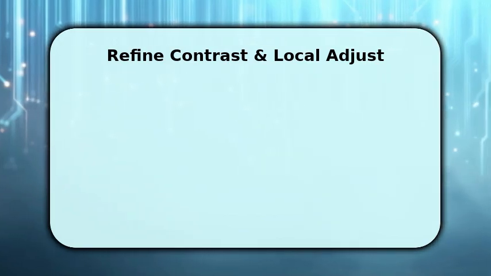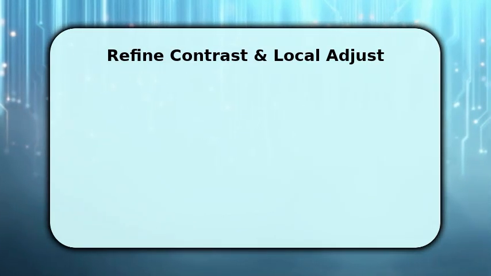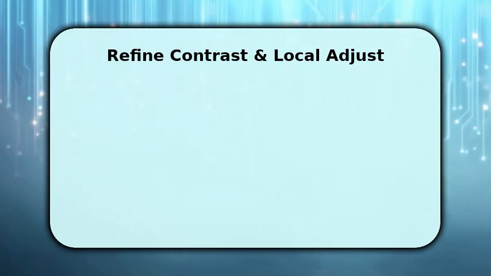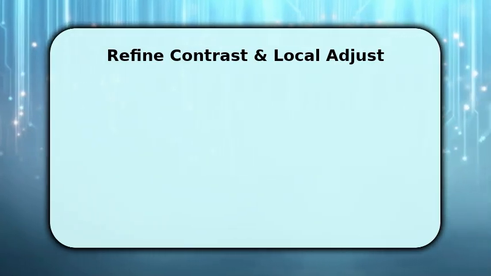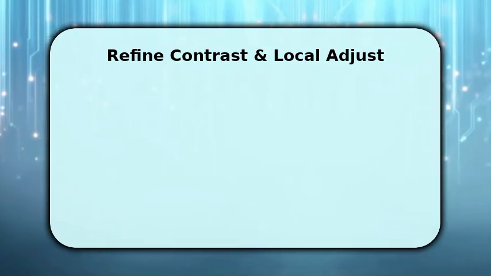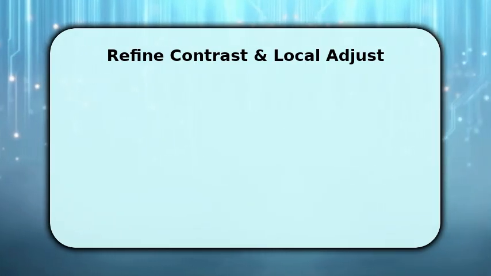Make local adjustments next. Dodge to brighten key areas and burn to deepen shadows, or use a local contrast filter for texture. Make sure to toggle the edit layer on and off to compare and avoid overdoing it.